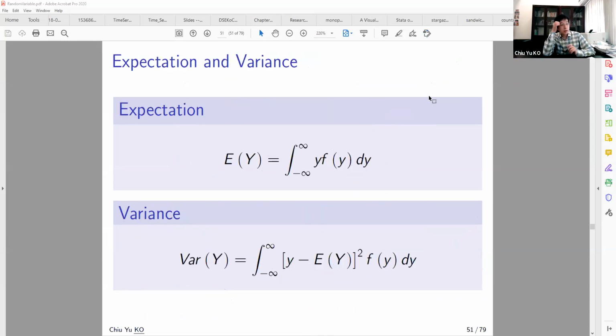So here is the expectation and the variance. There's no difference, but you just replace the summation of x p(x) by its integration counterpart here, okay? So there's nothing new here, right? Same for this one, which is also the expectation of (y minus mu y) squared.